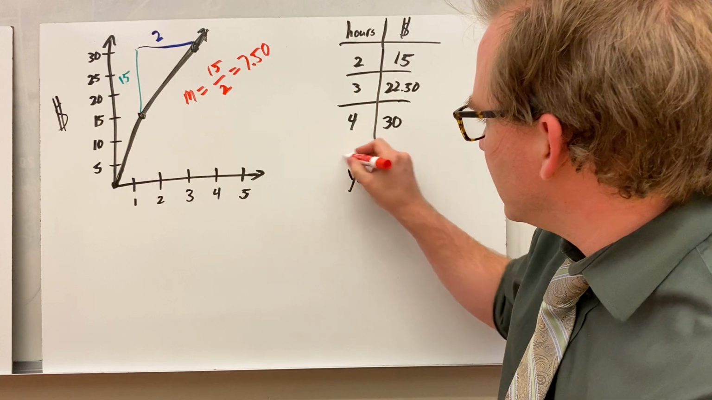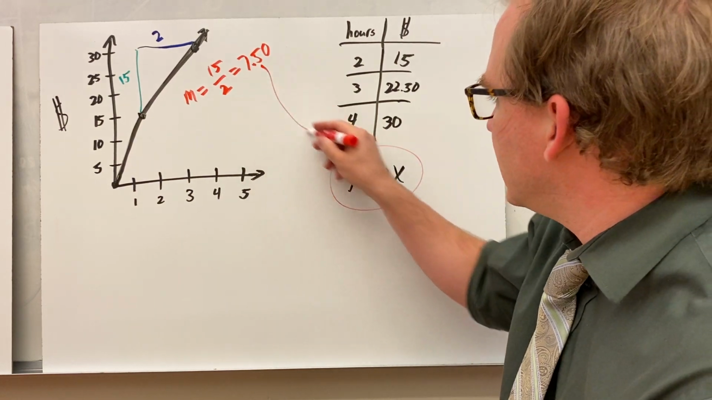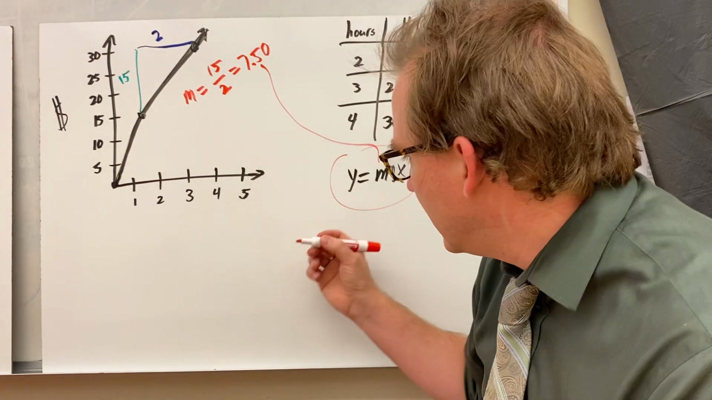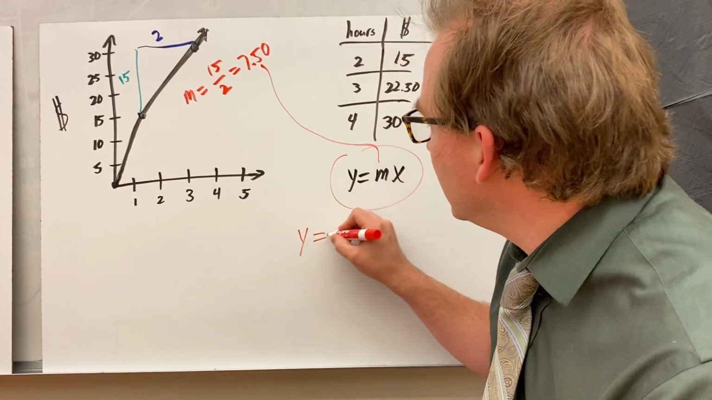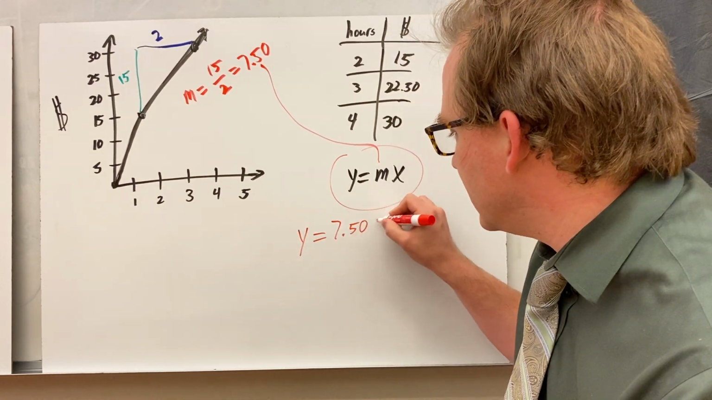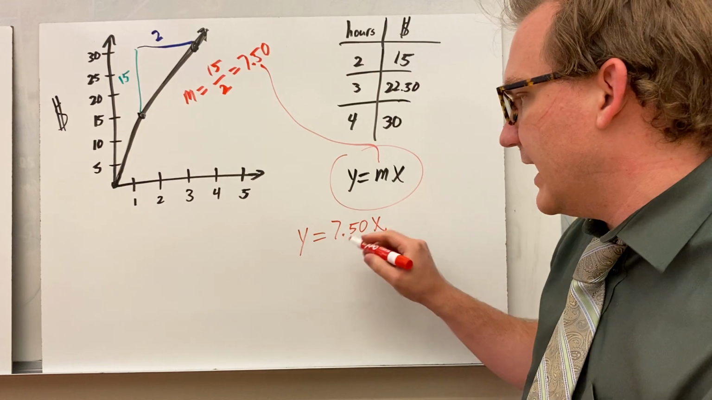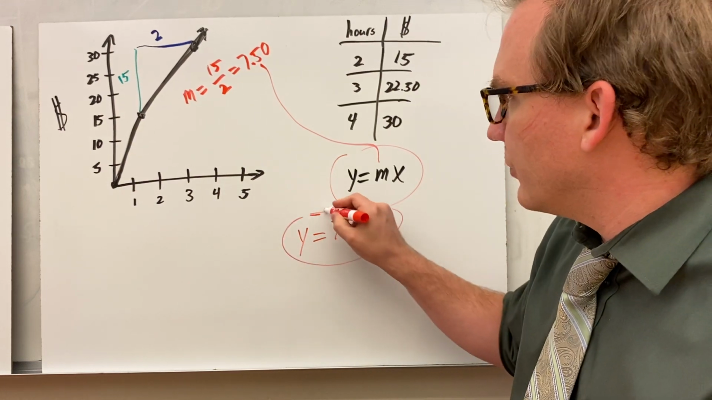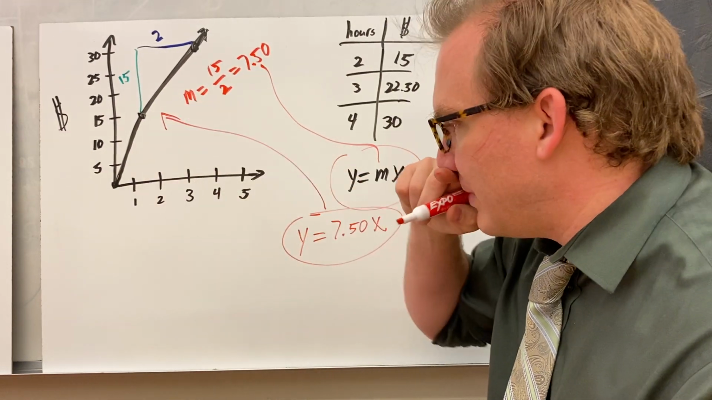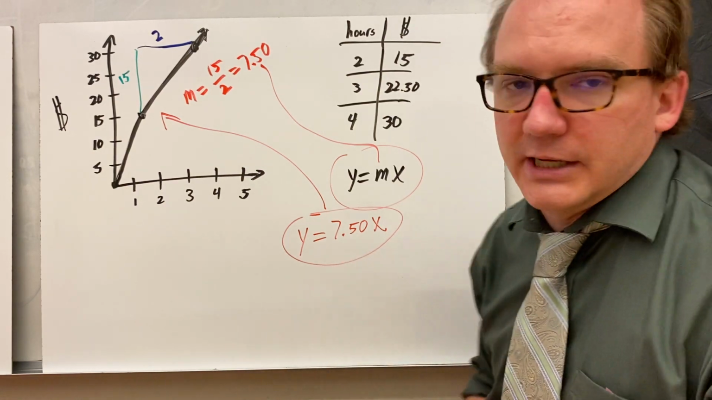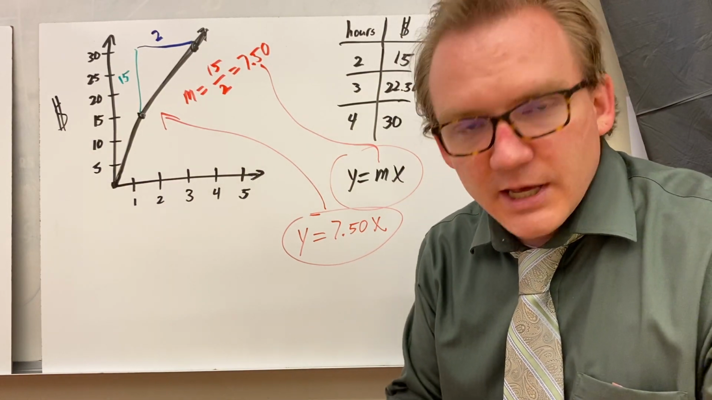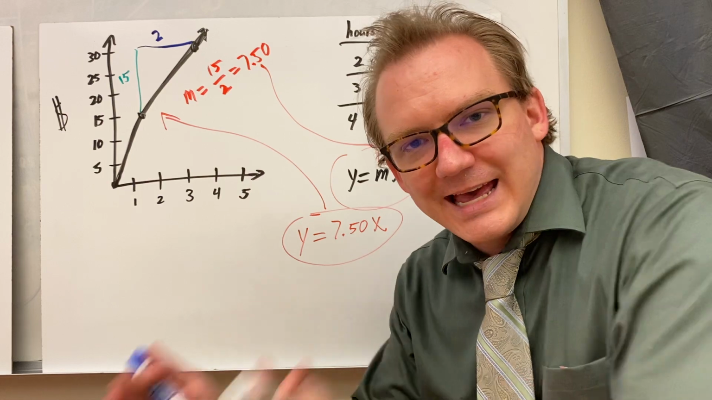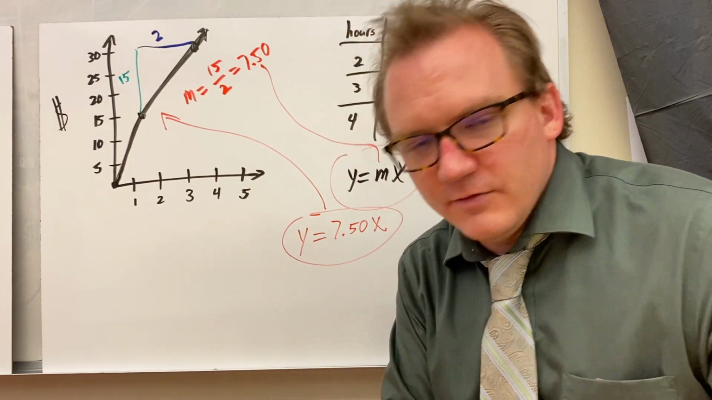So when we go to write this in y equals mx form, we just take this and substitute in for m. You simply say y equals 7.50 times x, or 7.50x. And this equation we wrote is represented by that line. This is how you would write it in y equals mx form. You just calculate the slope and replace m with the slope, and you leave y and x the same.